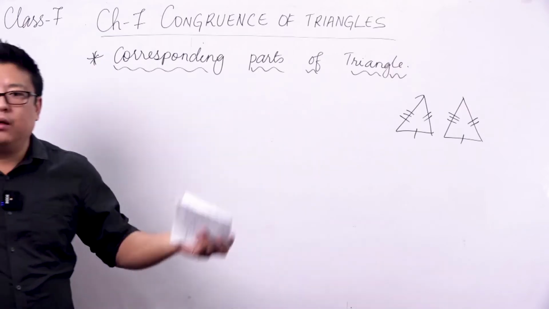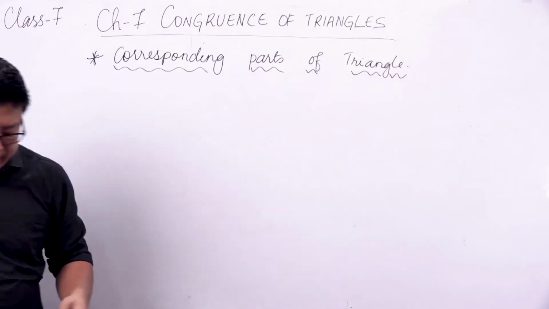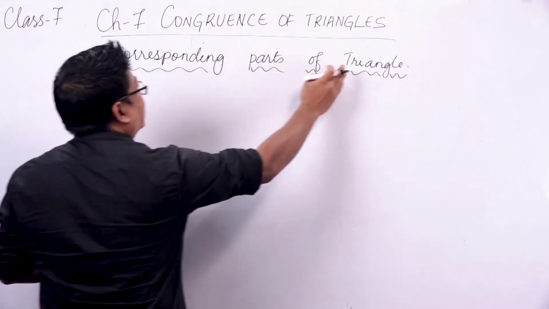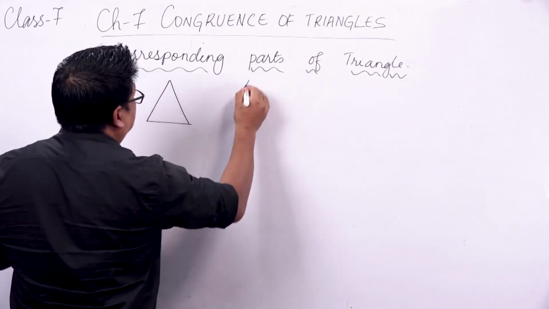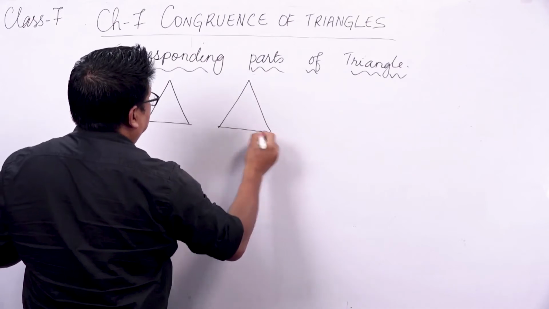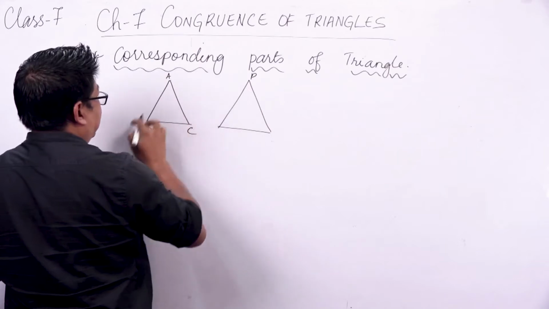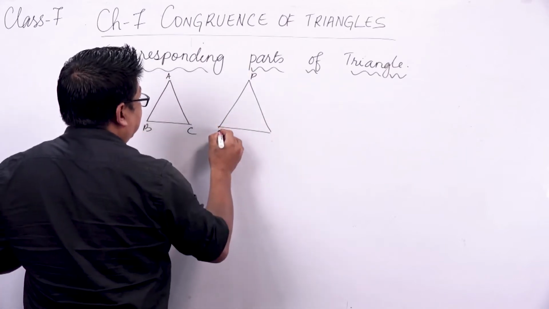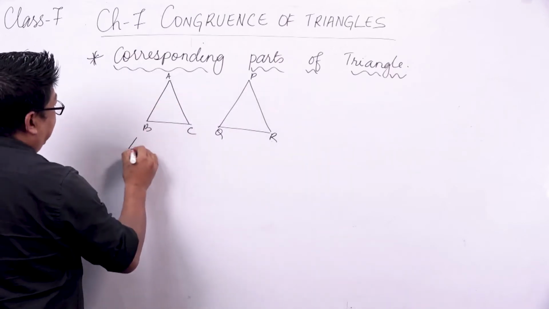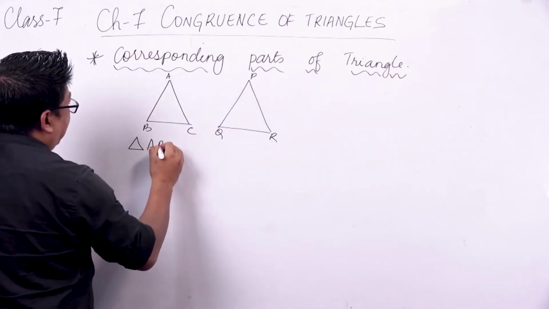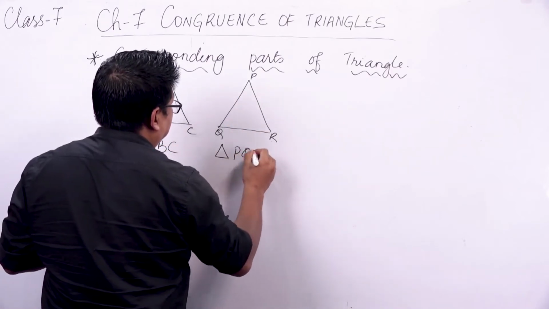So this is called congruence of triangles. Now let's talk about corresponding parts of triangles. This is going to play a very important role, so please pay attention. Let's say this triangle is ABC and this triangle is PQR. The first triangle's name can be written as triangle ABC, and for the other triangle, PQR.